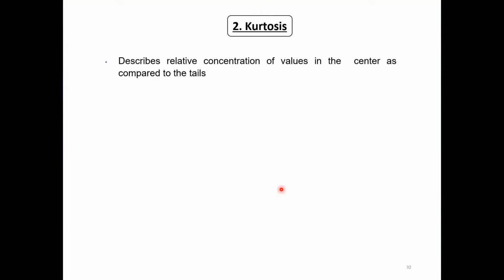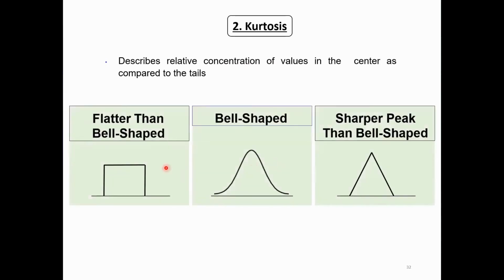When it comes to kurtosis, it tells you the relative concentration of values in the center as compared to the tails. What does that mean? Something like this. If your kurtosis statistic is negative, it tells you that the values in the center are more spread out. But if your kurtosis statistic is positive, that tells you that the relative concentration of values in the center is very high compared to the tails.